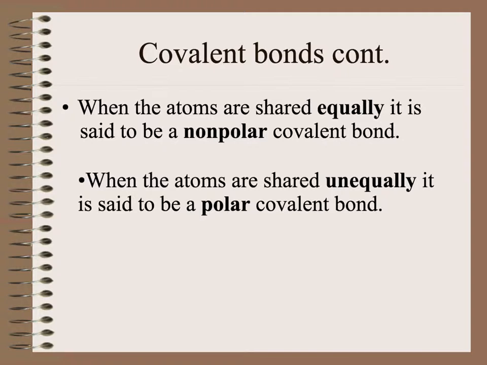But as we know, sometimes in life people just don't share equally. It's a tragedy, right? So when atoms are sharing equally, we call that a non-polar covalent bond. But when the electrons are shared unequally, it is said to be a polar covalent bond.